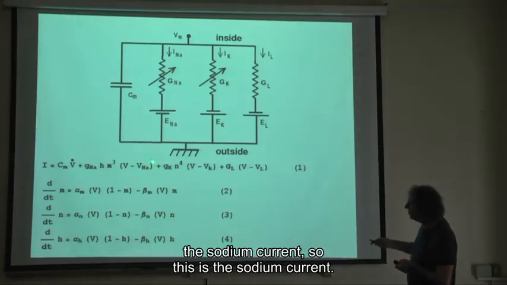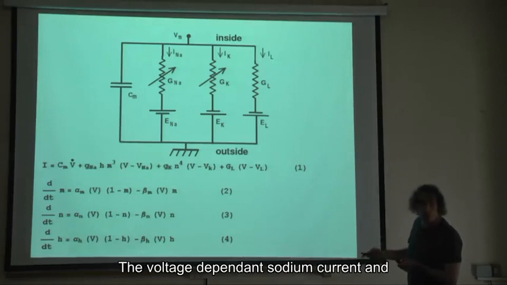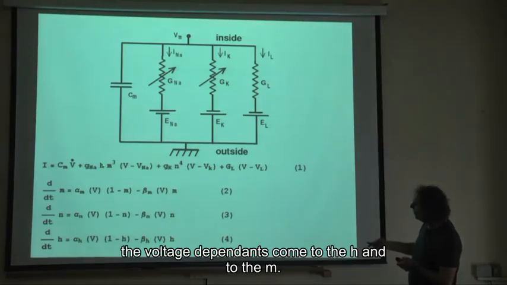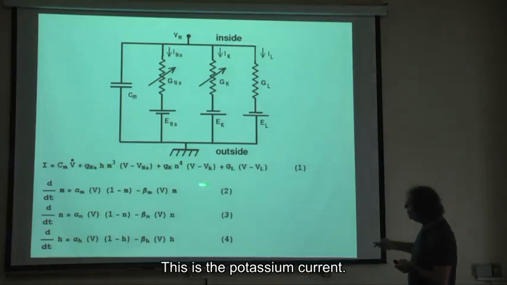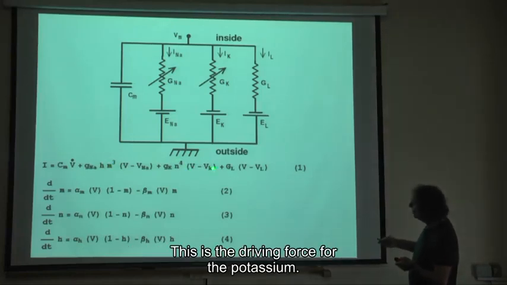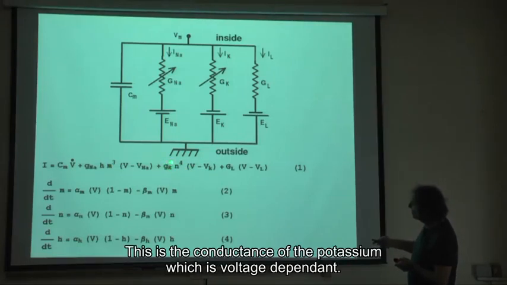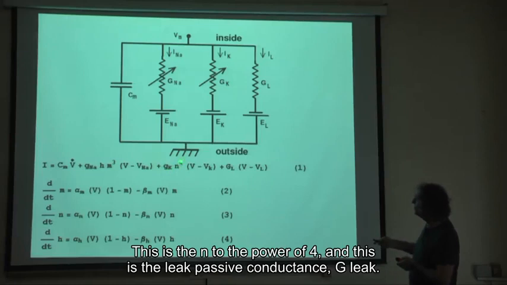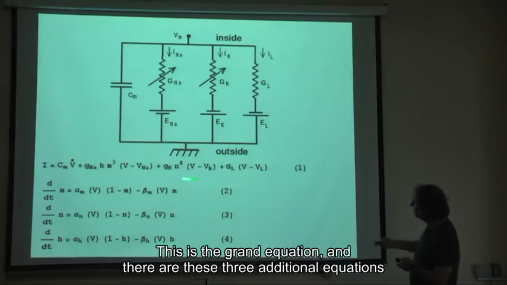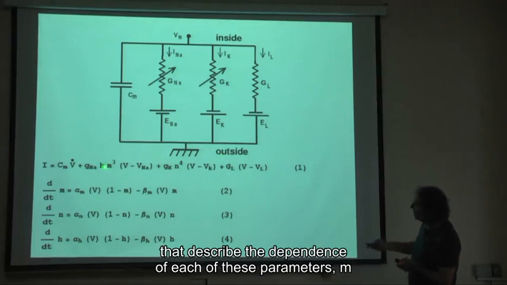So this is the sodium current, the voltage-dependent sodium current, and the voltage dependence comes from the h and the m. This is the potassium current. This is the driving force for the potassium. This is the conductance of the potassium, which is voltage dependent. This is the n to the power of 4. And this is the leak passive conductance, g leak. This is the passive current. So this is the grand equation. And there are these three additional equations that describe the dependence of each of these parameters.